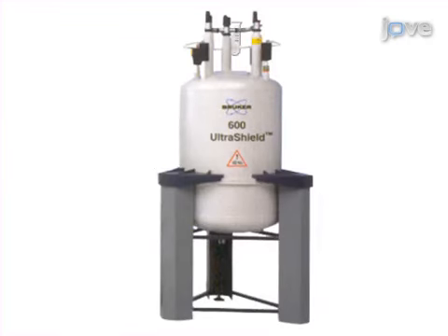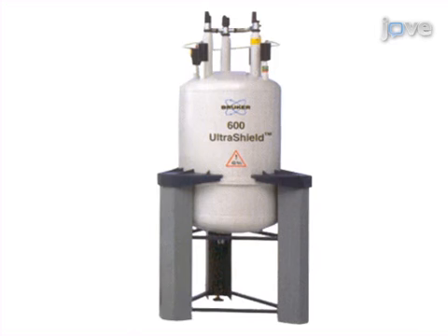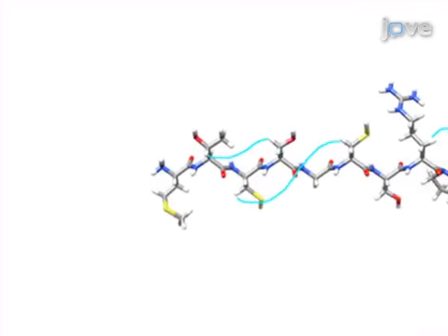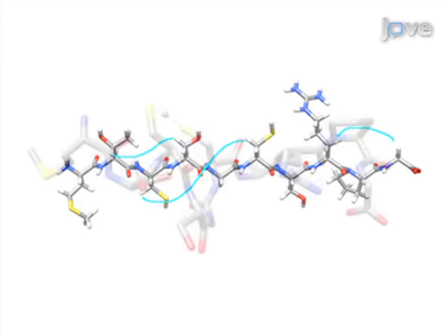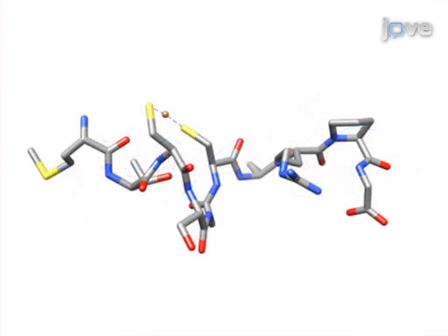The second step is to acquire the nuclear magnetic resonance, or NMR, spectroscopy data showing interactions among hydrogen atoms. Next, the spatial interactions are mapped onto a linear peptide template. The final step is to find a representative low-energy structure that fits the data.